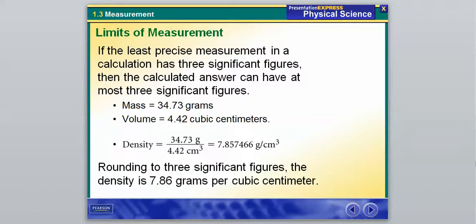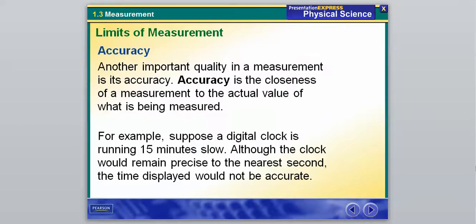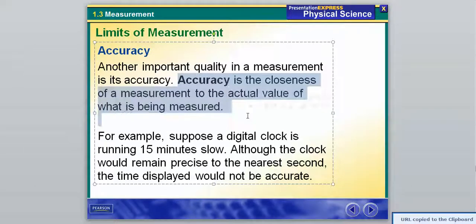Again, we can only be as precise to the number that we have. And kind of another word that goes along with precision is something called accuracy. So that's another important quality of our measurement. And accuracy is the closeness of our measurement to the actual value of what is being measured. So for example, suppose our digital clock is running 15 minutes slow. Although the clock would remain precise, so it can still measure out the nearest second, the time displayed would not be accurate. So that's the difference between precision and accuracy.